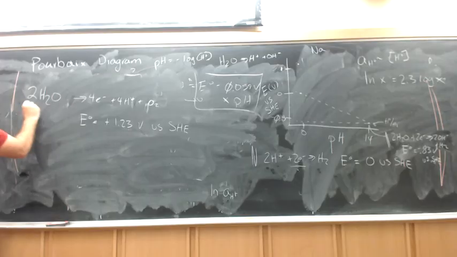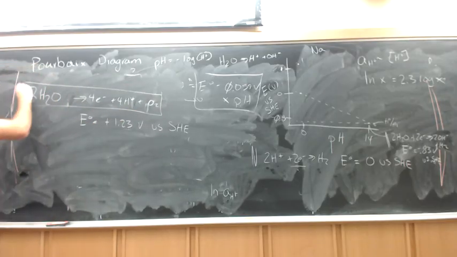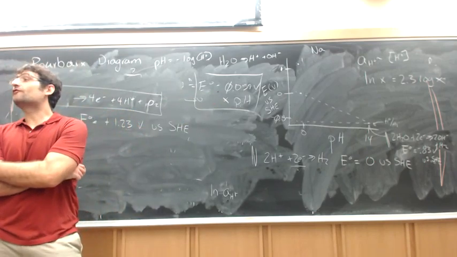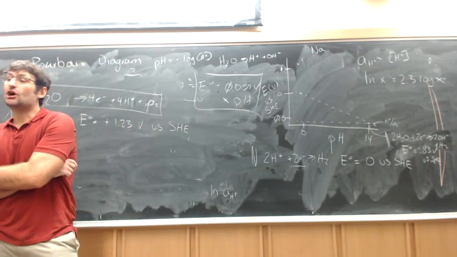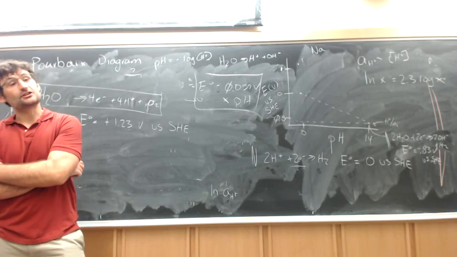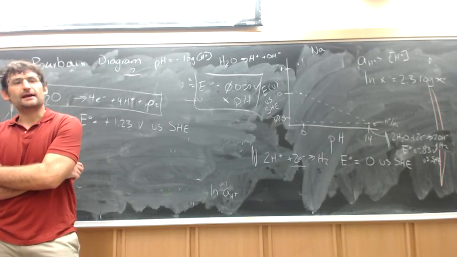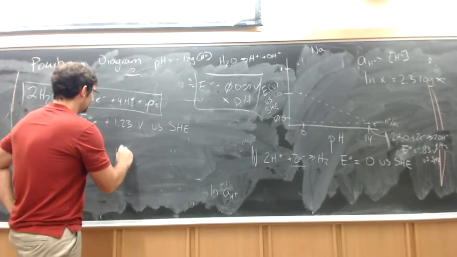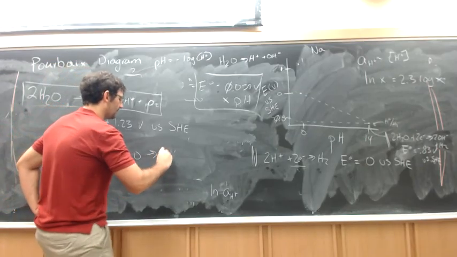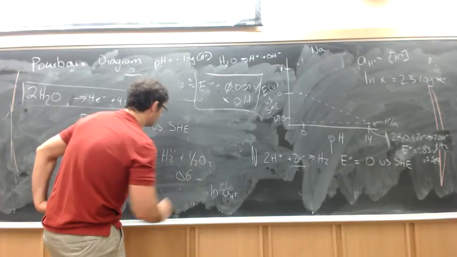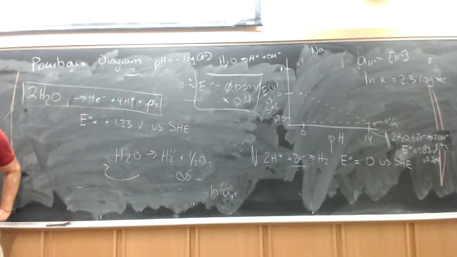Now, could you calculate the pH dependence of this, based on what we did? Do you think it's going to be the same pH dependence? So think about the overall reaction, going from water to make oxygen and hydrogen. Do you think it depends what pH you're at for this reaction? Does delta G depend on pH? No.